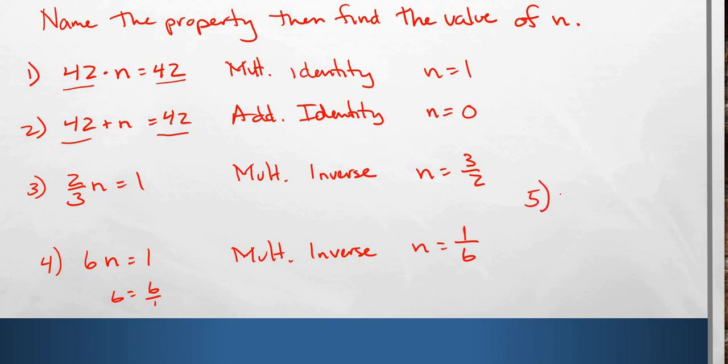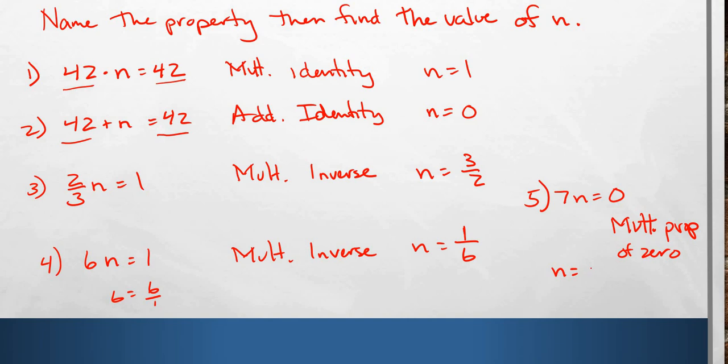Last one. What if I have 7n equals 0? Okay, so this is the multiplication property of 0, and n would have to equal 0. Whoops, lost my screen. n would have to equal 0. Okay? So you'll be asked to identify properties and find values. A few more properties that you may not have seen before.